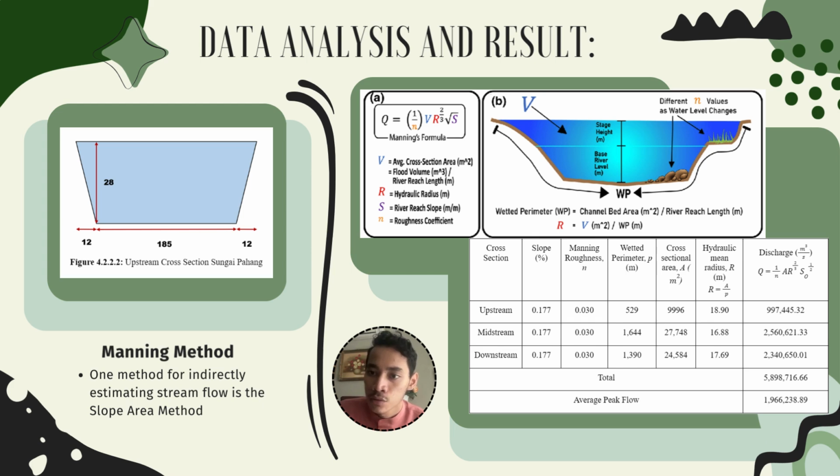And for the cross-section, we use Google Earth Pro to estimate the length and the height of the trapezoidal shape of the cross-section. At the end of our calculation, we managed to get the data of discharge for our upstream, midstream, and downstream. We were also able to calculate the average peak flow by adding them up and dividing by 3. And the data like Manning roughness, weighted parameter, cross-sectional area, and hydraulic mean radius can be gained just by using the formulas. So at the end, we will get the discharge for each cross-section.